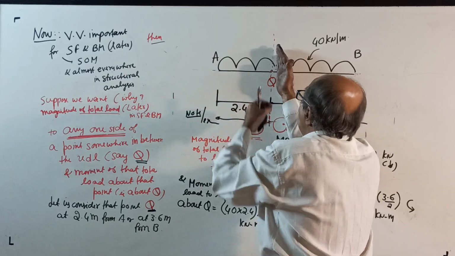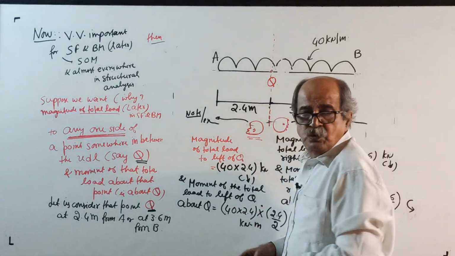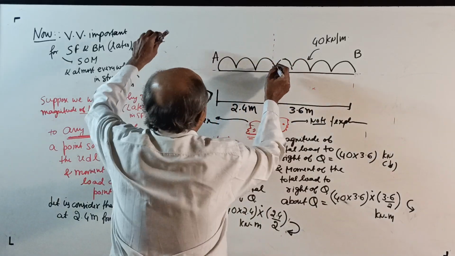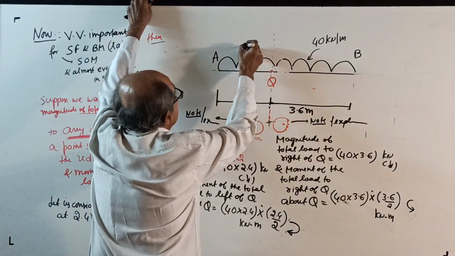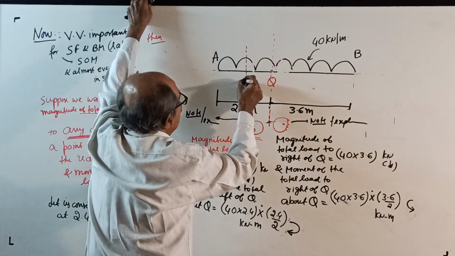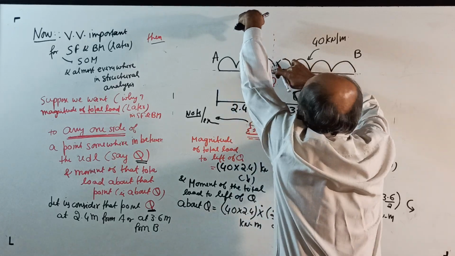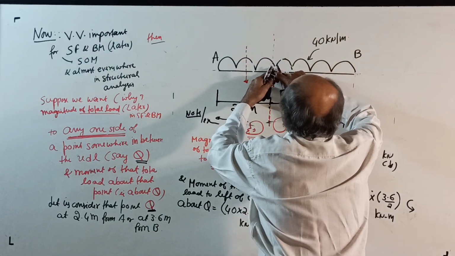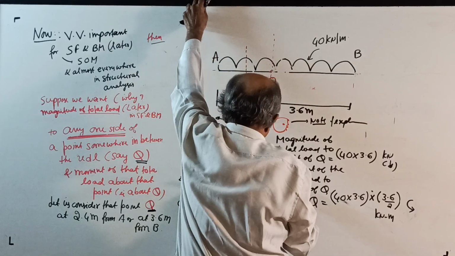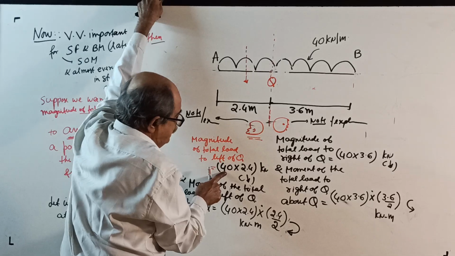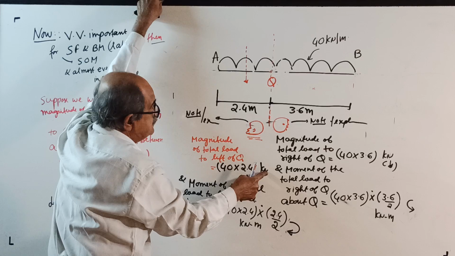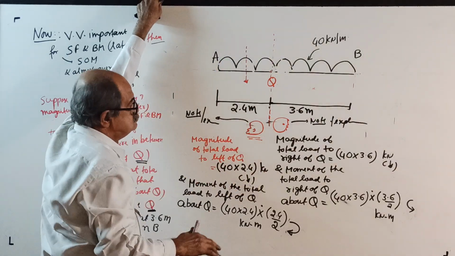Then the magnitude of the total load, if you want to see here, only this much length. Magnitude of the total load equals 40 kilonewton per meter into the loaded length considered of 2.4 meter. You should write intensity into loaded length considered. Now only 2.4 meter, that much kilonewton, direction down.